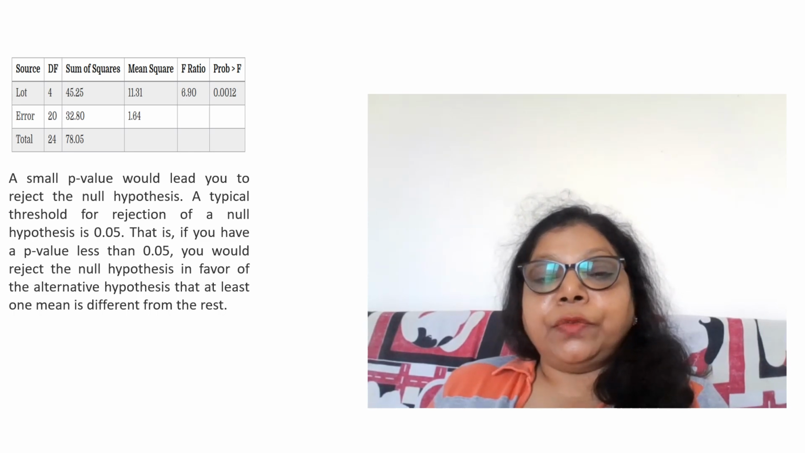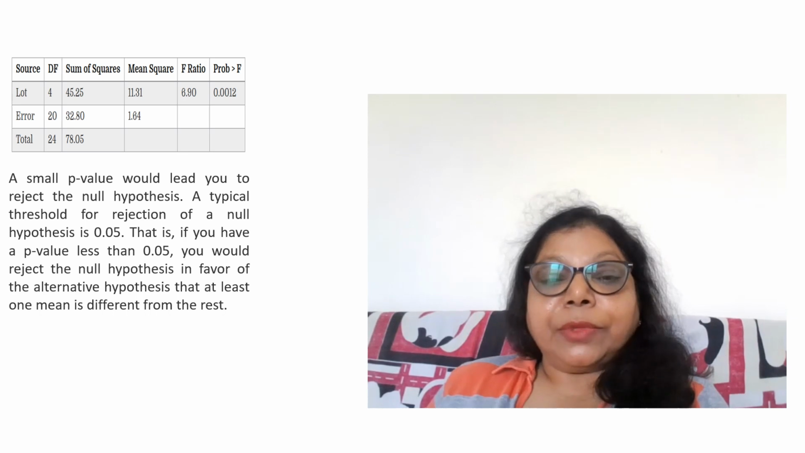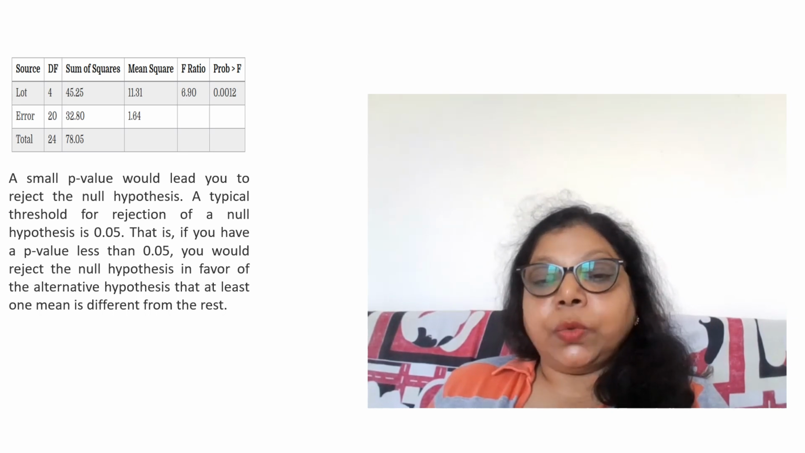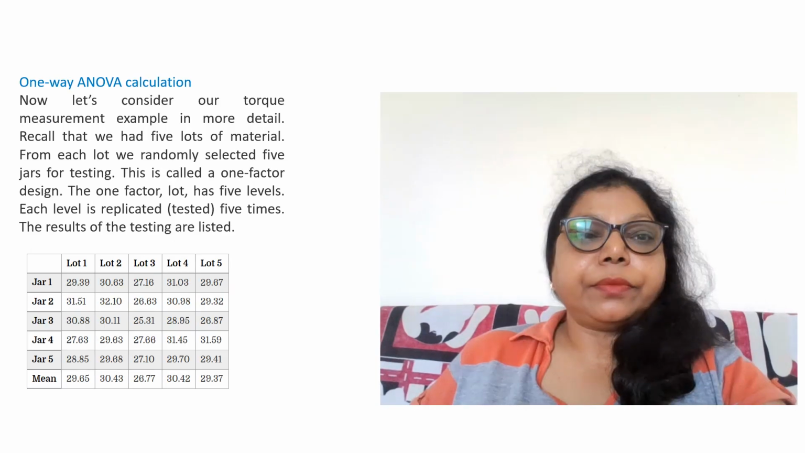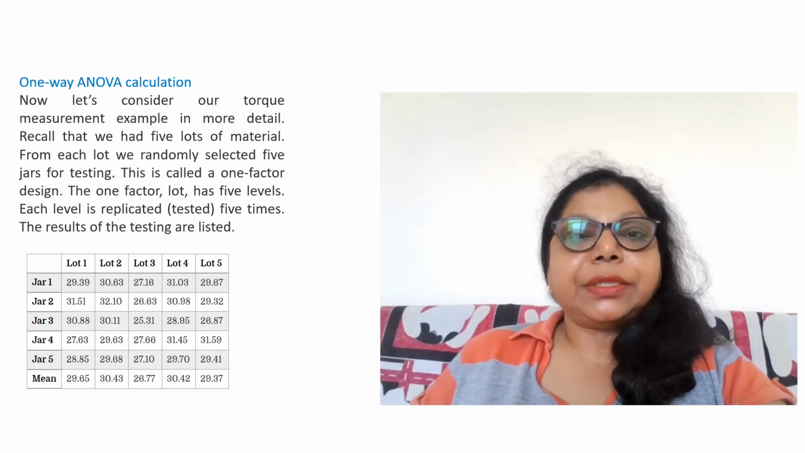A small p-value would lead us to reject the null hypothesis. A typical threshold for rejection of a null hypothesis is 0.05. That is, if we have a p-value less than 0.05, we would reject the null hypothesis in favor of the alternative hypothesis, so that at least one mean is different from the rest. Based on these results, we can now decide to hold lot 3 for further testing.